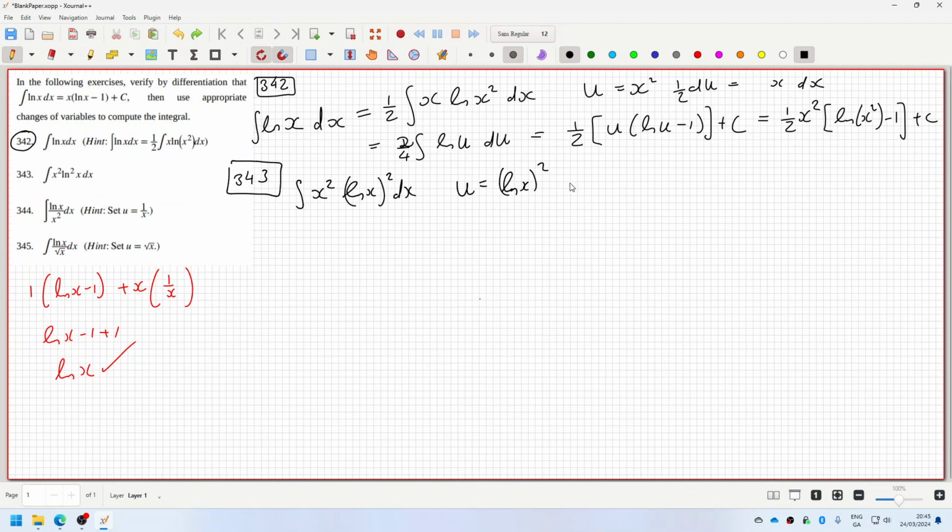Oh, okay. What about... no, not x log. What about x log x? So that means du dx would equal log x plus 1. No, that doesn't look right either. Also, I'm not sure if the 2 on the log means log log or log squared.